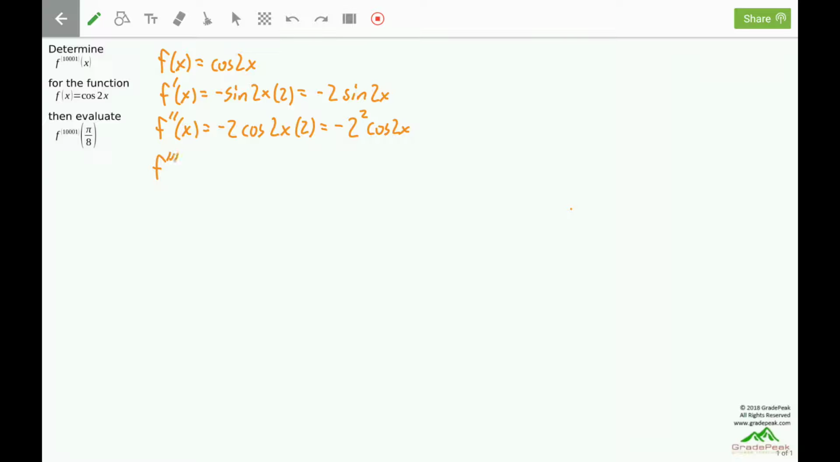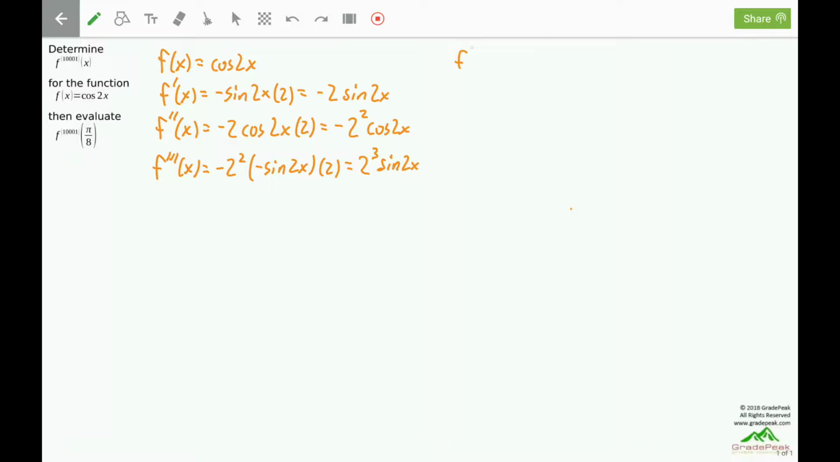The third derivative will be negative 2 squared. The derivative of cosine is negative sine, leave the inside alone, and then multiply by the derivative of the inside to complete the chain rule. We have a double negative, so we'll end up with a positive. 2 squared times the 2, which will move out front with it, will be 2 cubed, and we have sine 2x.